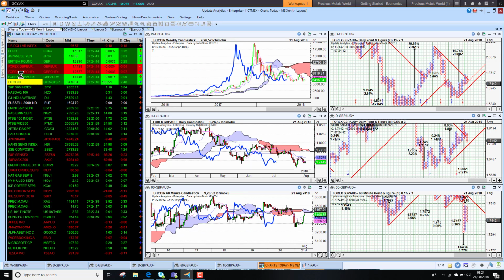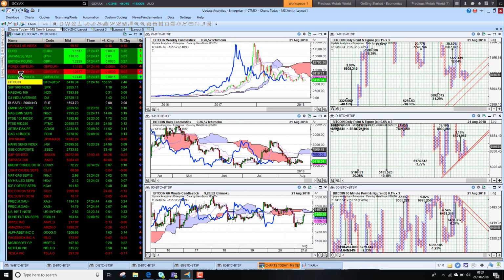Bitcoin sitting at $6,400, so just really quite flat over the last week or so, which is unusual for Bitcoin, but still medium term and long term bearish.